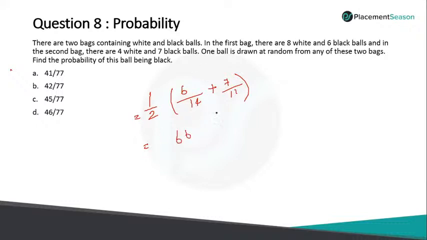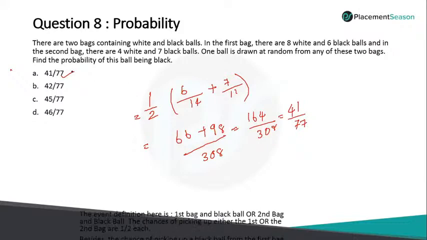66 plus 98 by 308. So I have multiplied directly. You multiply as per your speed. So 164 by 308, which is nothing but 41 by 77 is the answer, option A, right? Next question.